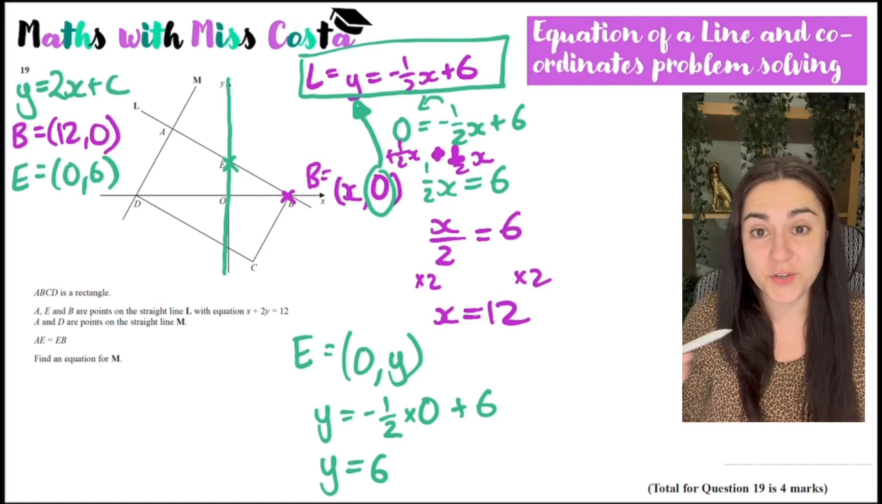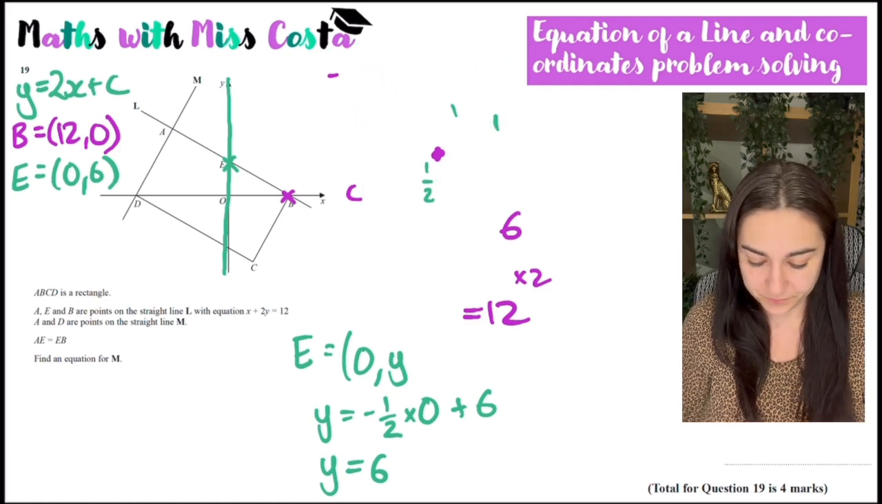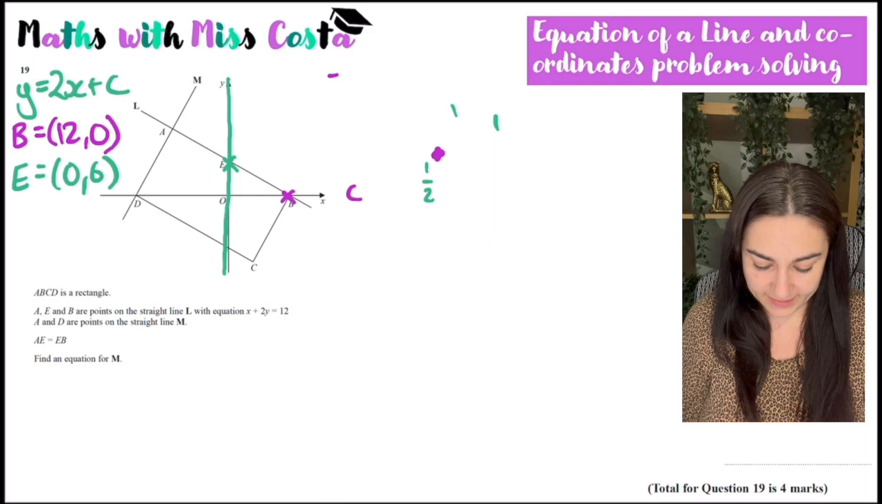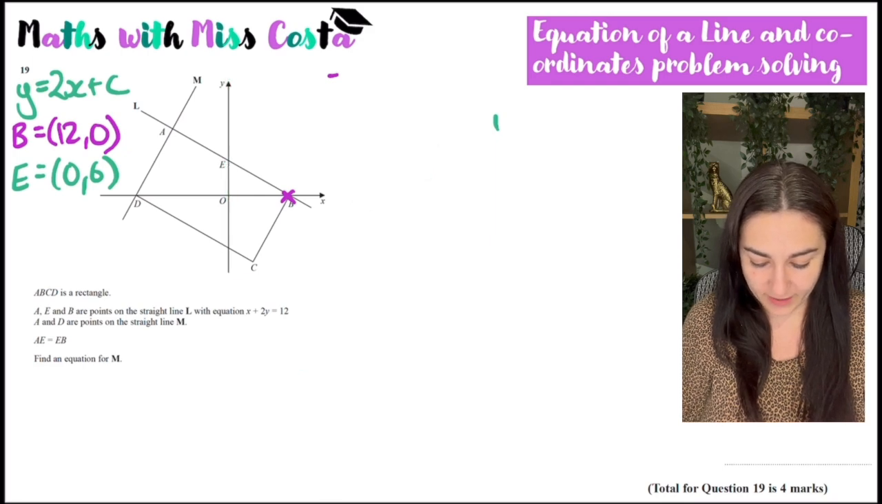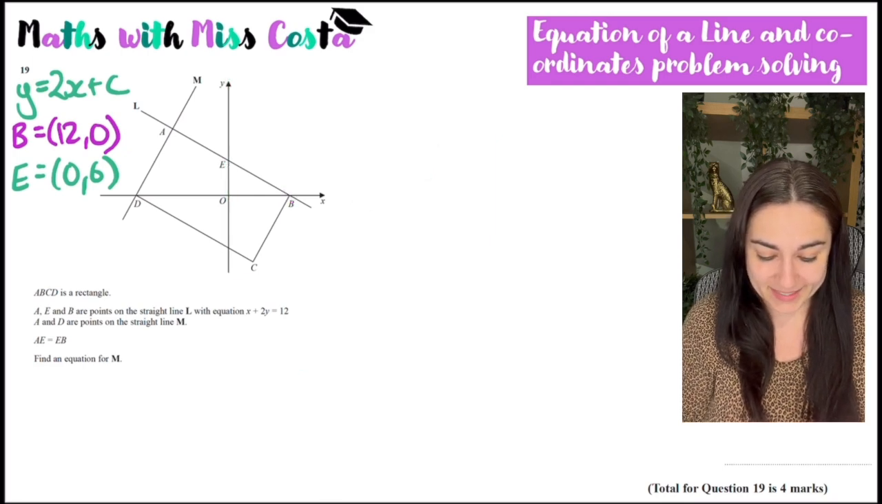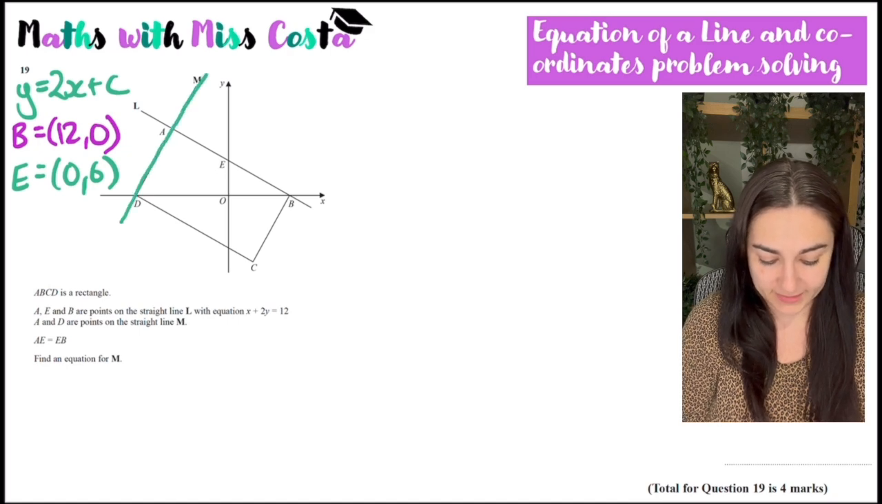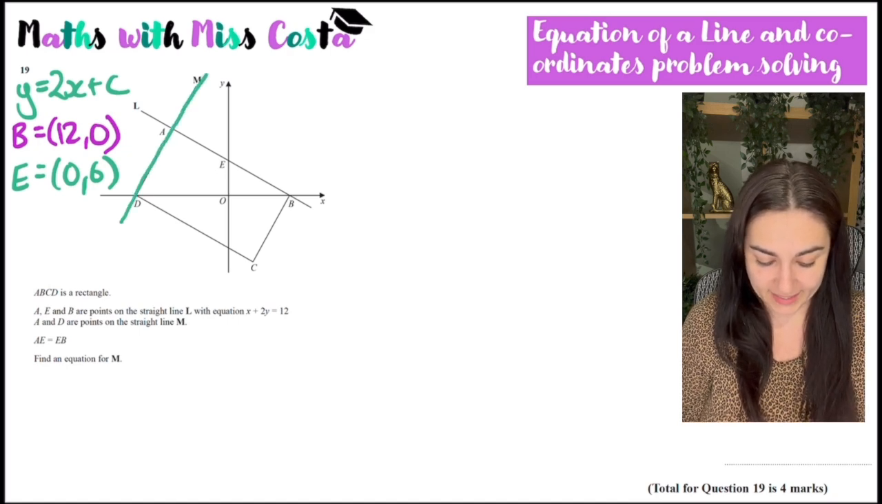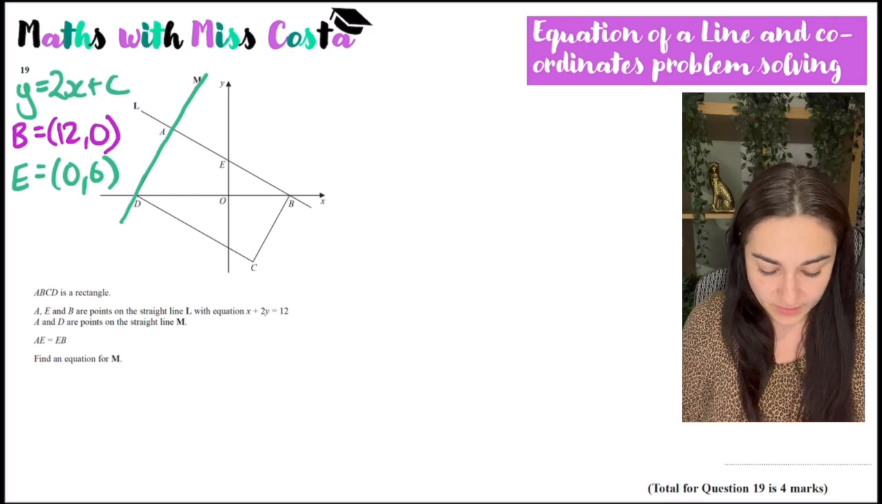So I now have two coordinates that I can work with. And ideally, I need to find out what the coordinate of A is, because sadly, my line M doesn't go through anything else. I could have also figured out what the coordinate of D is, but that's a different way, so let's just stick with what we've done so far.